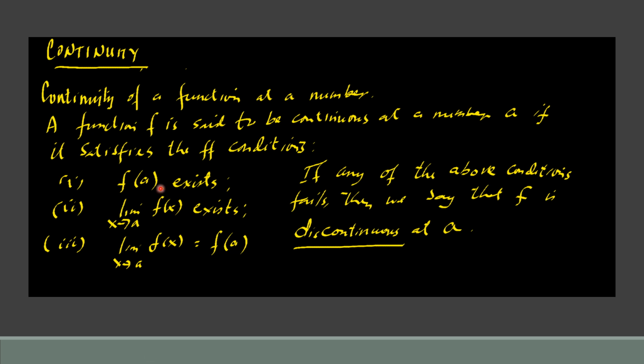Second, the limit of f of x as x approaches a exists. And third, the limit of f of x as x approaches a is equal to its functional value. So if any of the above conditions fails, we say that the function f is discontinuous at the number a. Actually, we only have to show that the limit of f of x as x approaches a is equal to its function value f of a to say that the function is continuous at the number a.